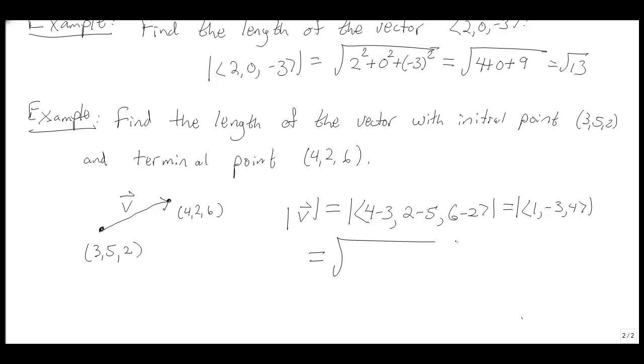And what that works out to be is the square root of 1 squared plus negative 3 squared plus 4 squared, the square root of 1 plus 9 plus 16. It works out to be the square root of 26. So we can calculate the length of a vector given the initial point and the terminal point as well.